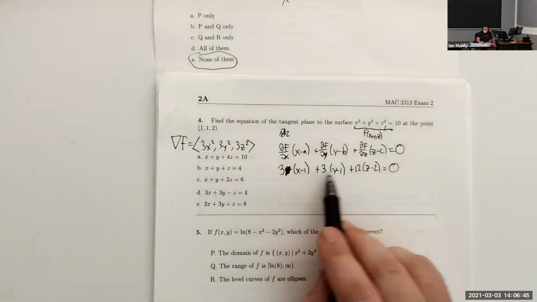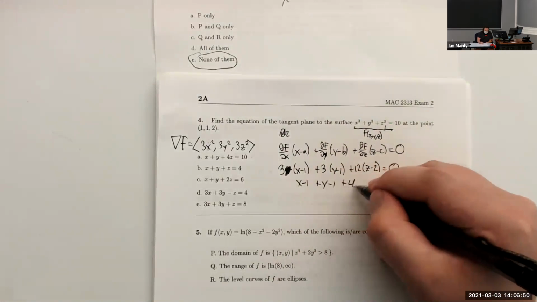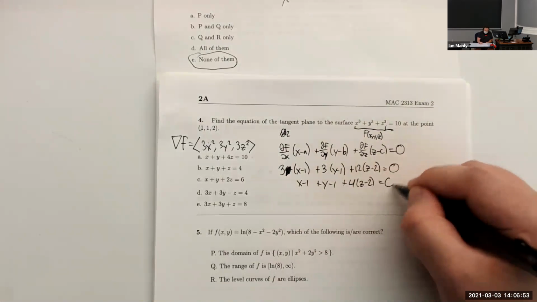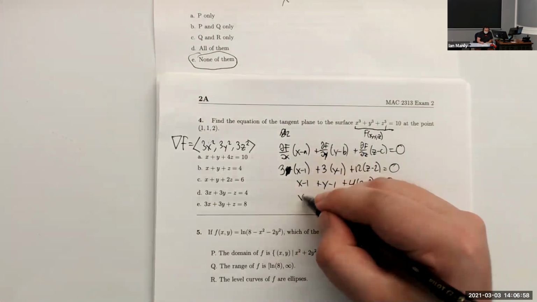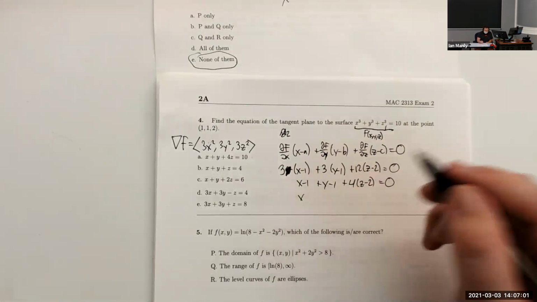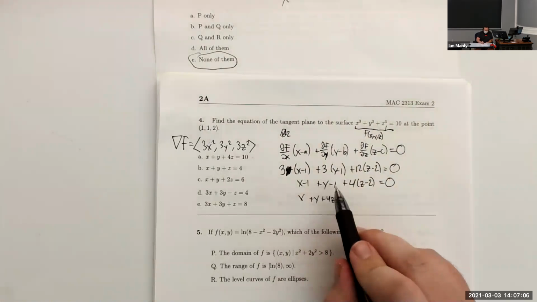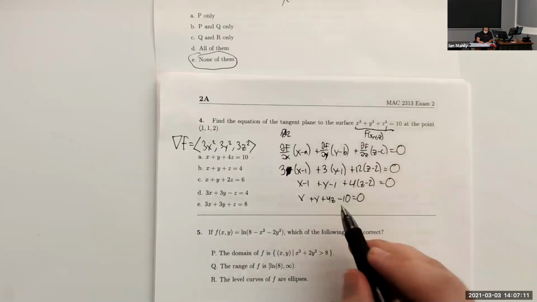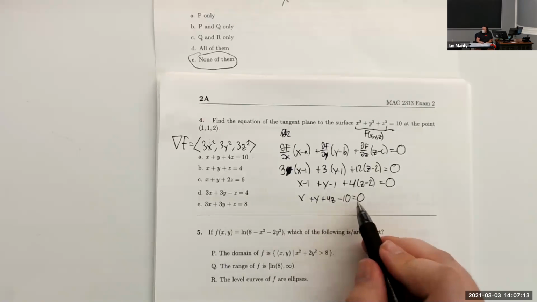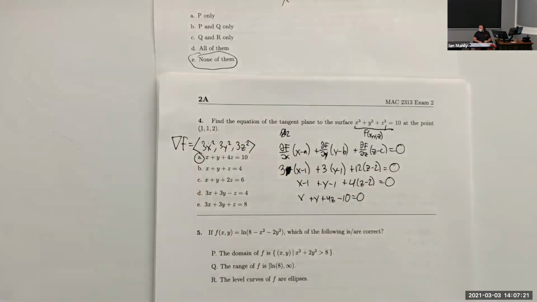All right, so let's see. Now I'm going to divide everything by 3, and then I'm going to multiply this out here. So we have x plus y plus 4z. And then we have -1, and 4 times -2 gives us -10. And then if we were to move the 10 over here, then we would get this answer here. So it looks like we're going to have an A right there.